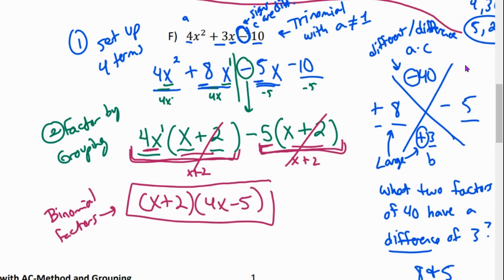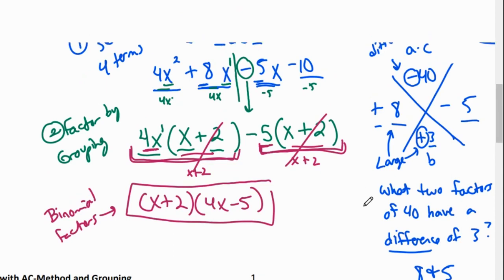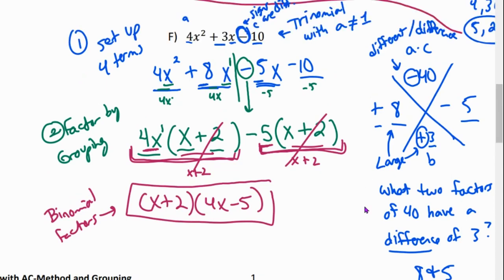So a lot of students always are asking me, is this right? Is this right? Well, let's see. If you get your binomial factors, if you were to multiply this back together, it should equal what you started with. So how do we get the 4x squared? From multiplying the first terms together. So if I were to multiply the first terms together, would I get the first term here? Yes. So far so good. The last terms come from, if you multiply the last terms together, it should equal the last term here. Positive 2 times negative 5 is negative 10. All right, so that checks out as well.